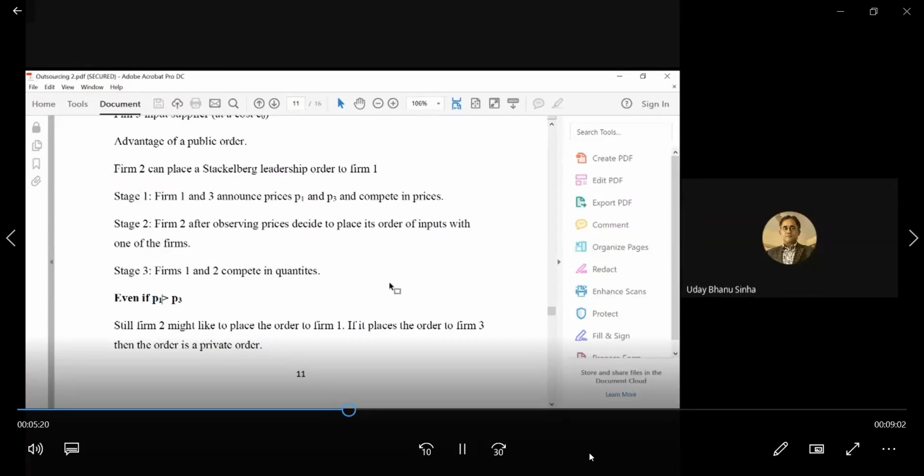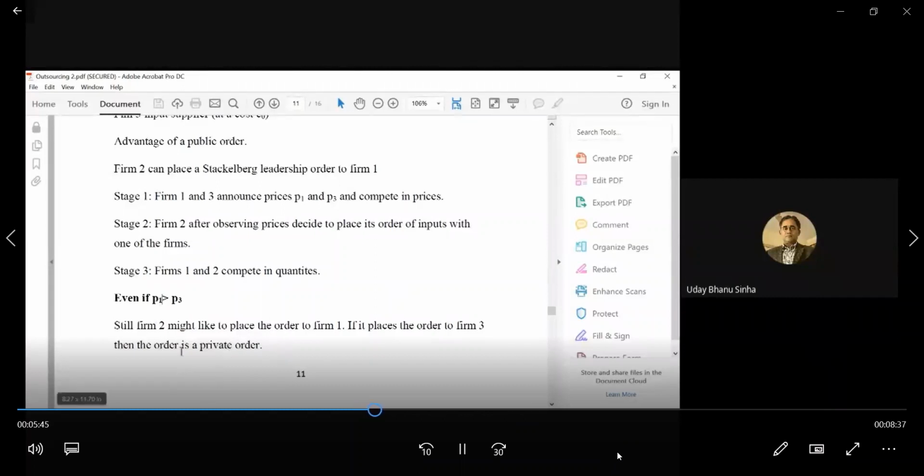Now, what we are seeing here is that even when we buy input from the market, between the input sellers, we might like to accept an input price which is higher, because that might reveal certain information to farm 1. Placing an order with farm 3 would mean that it would not be known to farm 1. So in that case, it will be a private order.